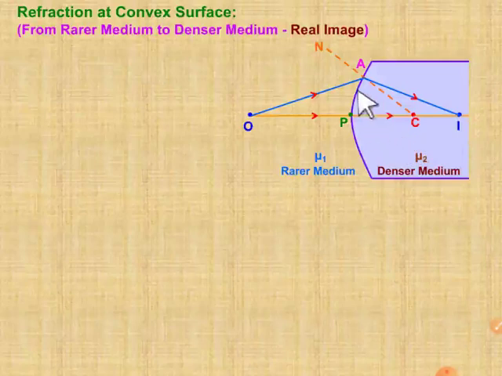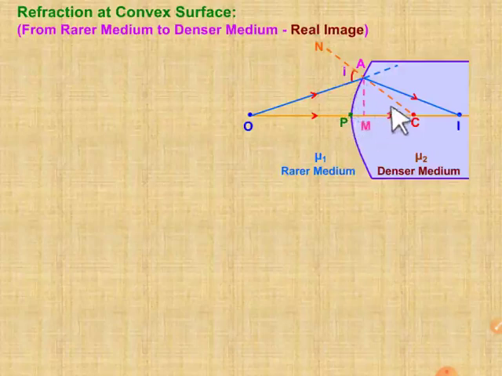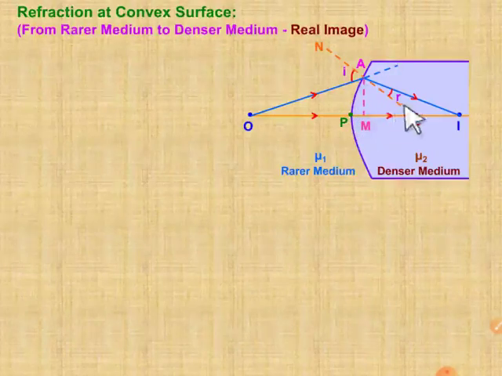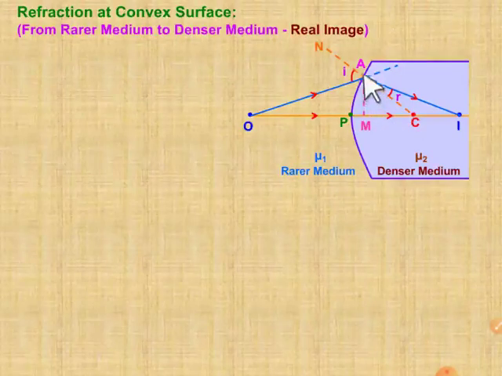So the angle between the incident ray and the normal, we call it the angle of incidence. The angle formed between the refracted ray and the normal, we call it the angle of refraction. Okay, so what happens from this point of incidence?